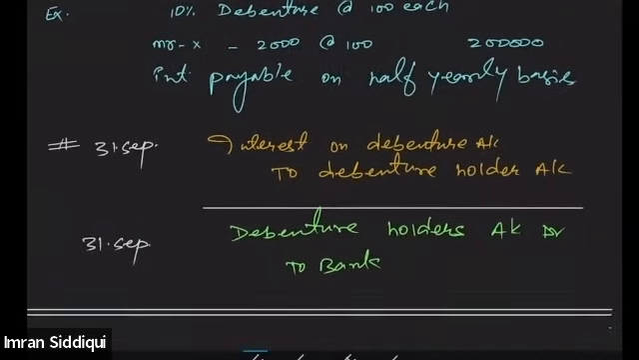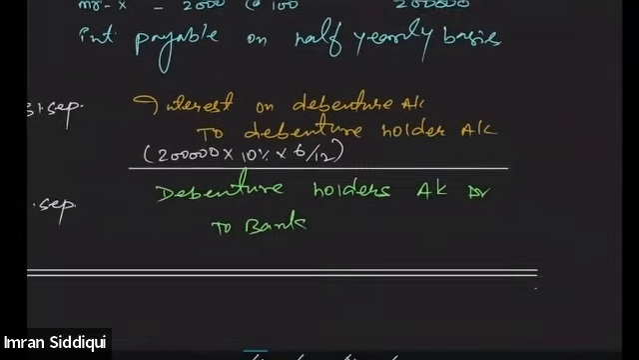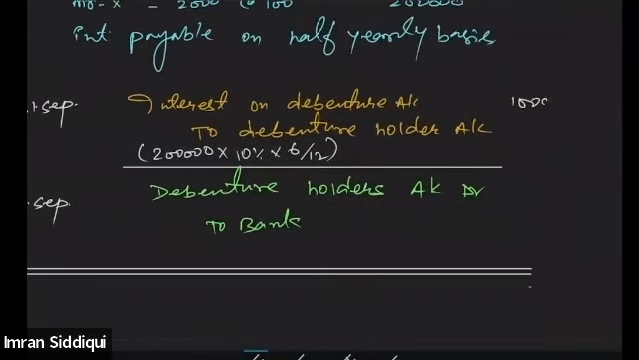Now, if I take our example, since this investor had purchased 2000 debentures, having a face value of 100 each, that means the total investment that he has made is 2 lakh. We will first of all calculate the interest for the 6-month period. That will be 2 lakh, and we'll calculate 10% interest, but for only 6 months. So this will be 10,000 for the first 6 months. This is due, and 10,000 will be paid to the bank on the same day.